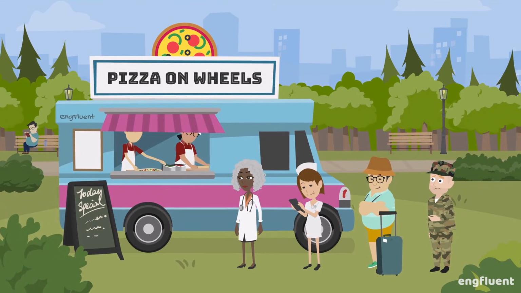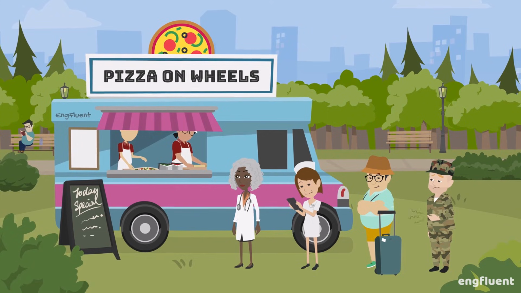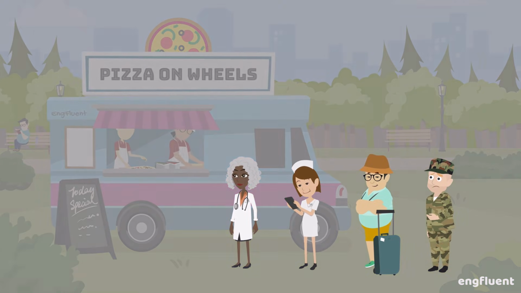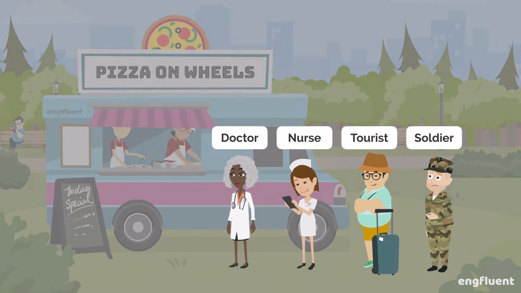So, this is the first scene we'll be practicing with. In this scene, we can see a line of people waiting to order pizza from a food truck. In the line, there's a doctor, a nurse, a tourist, and a soldier.